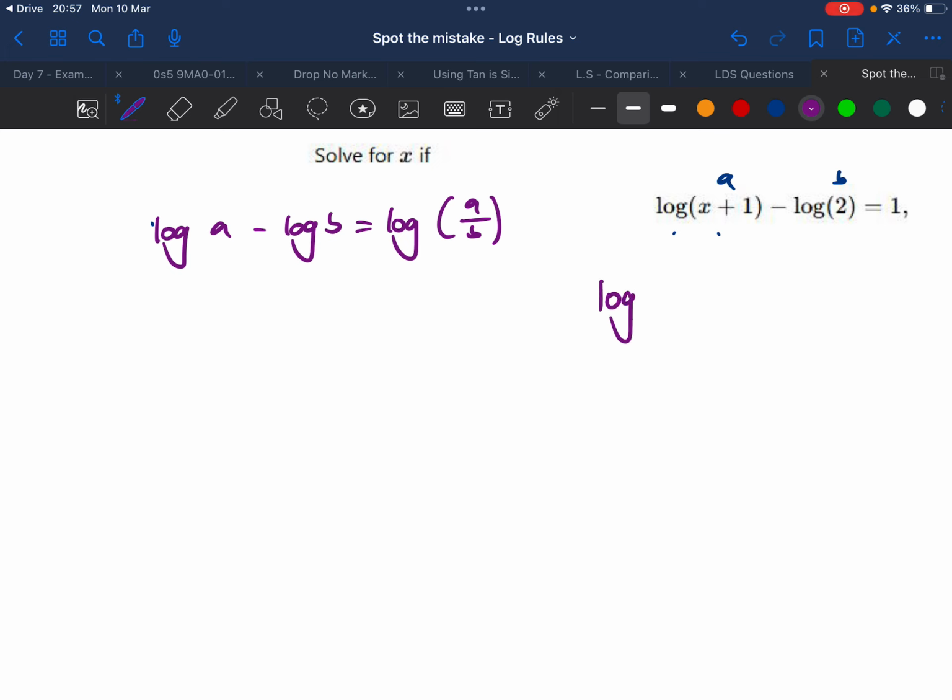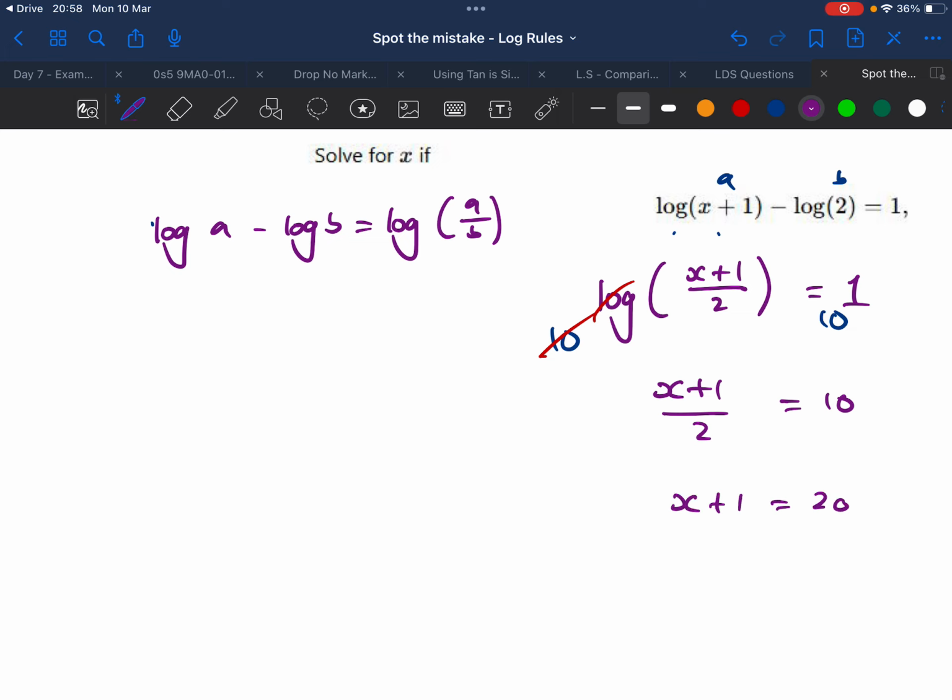So log of x plus 1 over 2 equals 1. So check I'm happy with that. Yep. What do I do next? It's my 10 to the power of on both sides. I get x plus 1 over 2 equals 10. X plus 1 equals 20. X equals 19. Okay, so that's how we would go about doing a question like this.